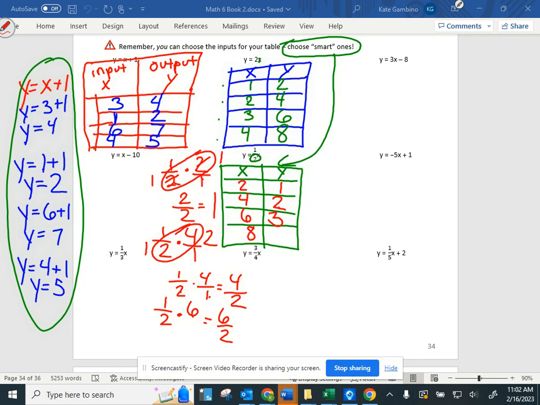Call the office. So if we have 1 times 6 is 6, 2 times 1 is 2, 6 divided by 2 gives me the 3.